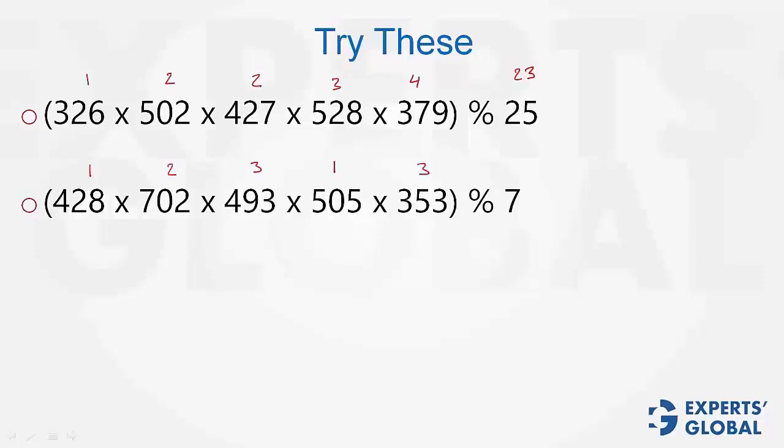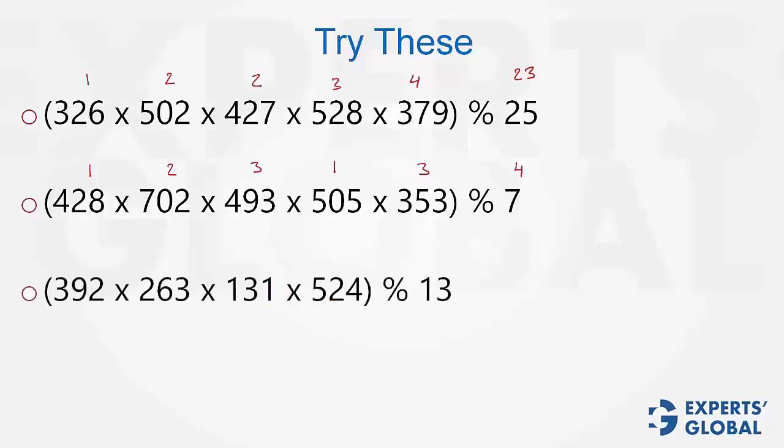This would leave 3. Overall, it is about finding remainder of 1 times 2 times 3 times 1 times 3 with 7. So practically, it is about remainder of 18 with 7. The answer is 4. Look at this one. It's 2, 3, 1, 4. Overall, the product is 24. 24 with divisor 13 will leave 11 remainder.